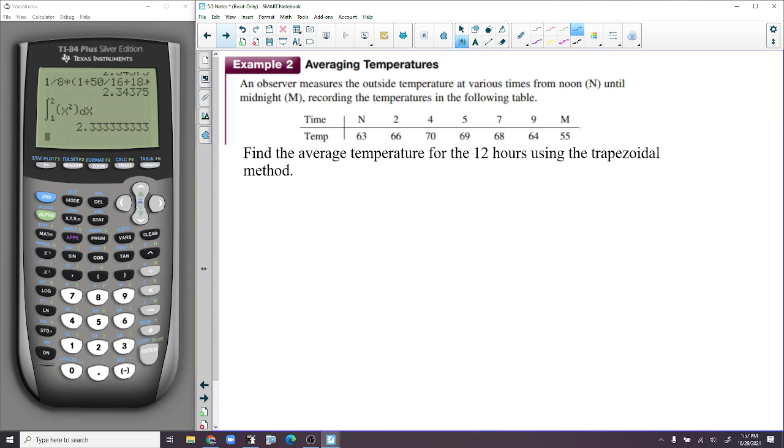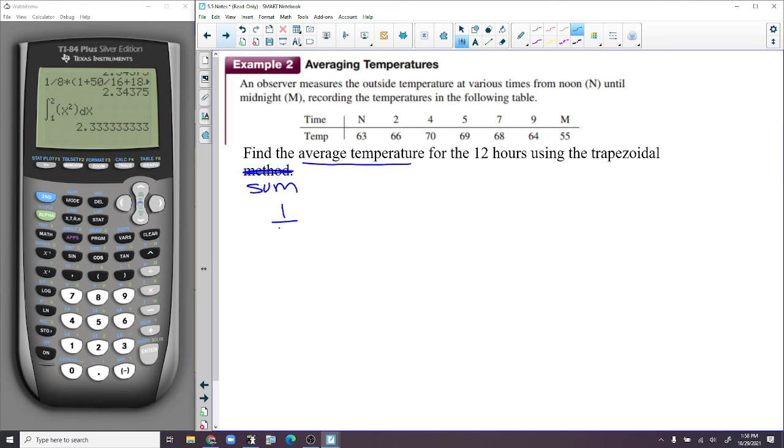Example 2, then, is not the trapezoidal method. It's use a trapezoidal sum. So actually I should put sum here rather than method, because the method requires all the heights to be exactly the same. Well, if we're going to go from noon to midnight, what we're trying to find, let me read it. An observer measures the outside temperature at various times from noon to midnight, recording the temperatures in the following table. Find the average temperature for the 12 hours.